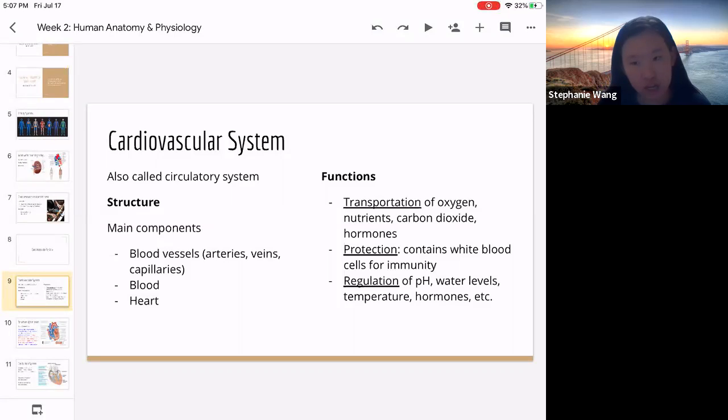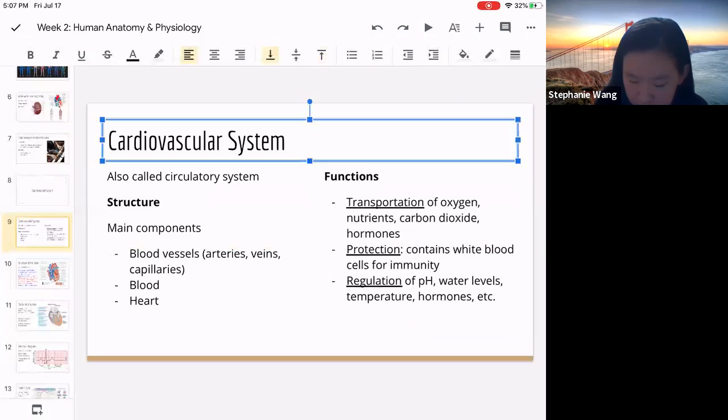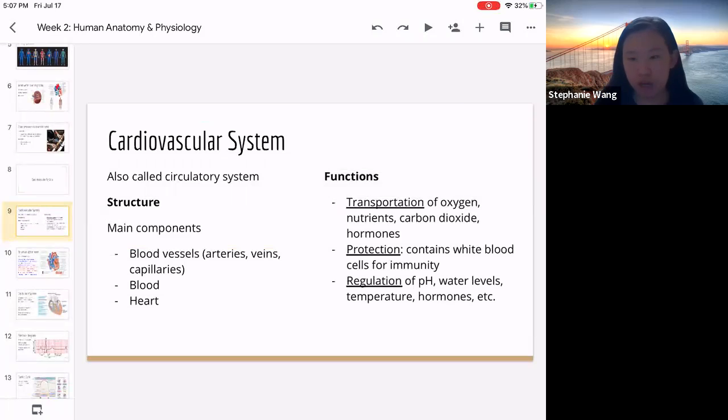For oxygen, it's transported through red blood cells with a protein called hemoglobin. Basically, oxygen attaches to hemoglobin, and then the blood allows oxygen to circulate across the body. Nutrients are usually just traveled in the bloodstream, carbon dioxide as well, but carbon dioxide is in a very different form. You can learn more about that in the respiratory system. And hormones are also just traveling with the bloodstream. The next thing is protection, because the blood contains white blood cells that cause immunity to certain pathogens. And regulation of pH, water levels, temperature, and hormones, etc.